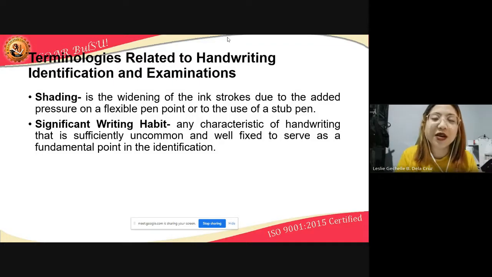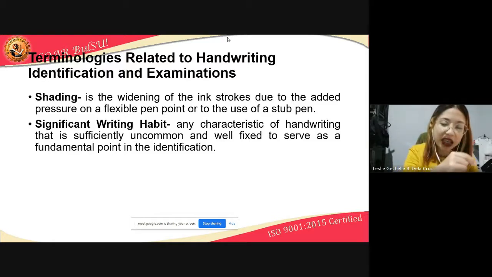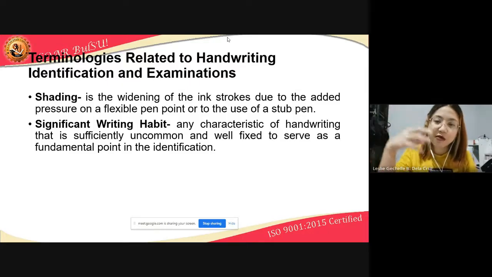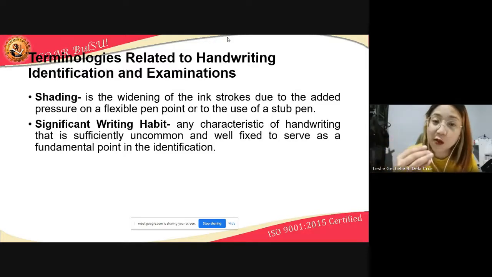If you can remember your Spencerian writing, may mga part doon na medyo makapal ang letra. Ang nangyayari kasi doon, kapag mag-i-increase ang pressure, mas matagal bumababa, mas madaming ink na bumababa. Pag mas madaming ink na bumababa, kumakapal yung nakasulat, di ba? And that is called shading.